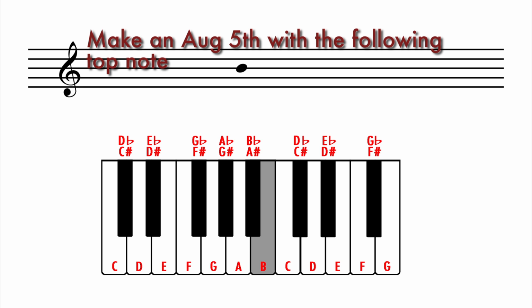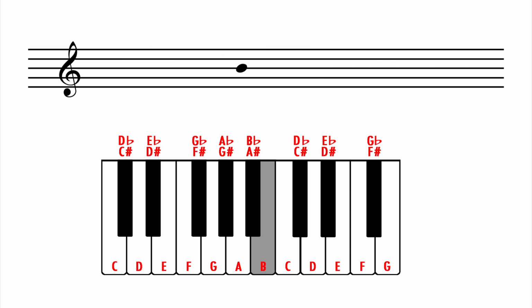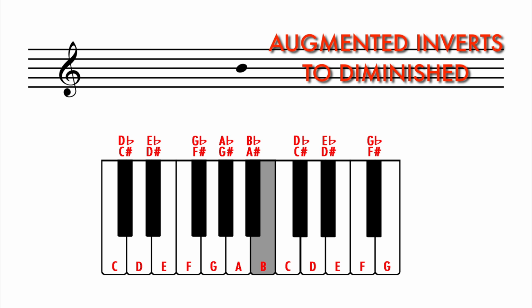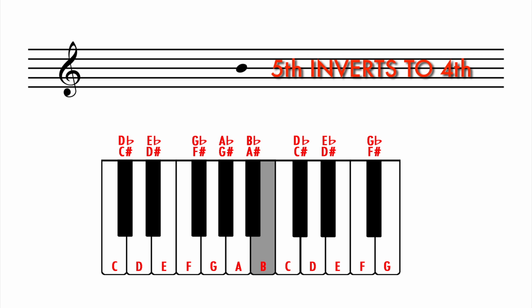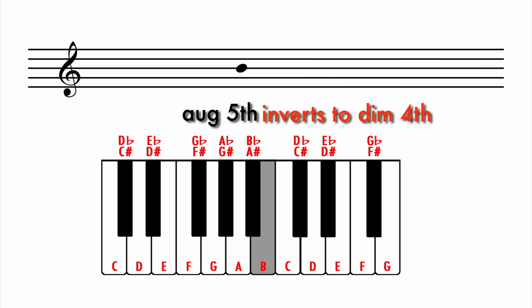This technique of determining inversions is very helpful when you are required to determine an interval when you are just given a top note. Let's say I give you the note B and I say that this is the top note of an augmented fifth interval. Now you need to determine what is the bottom note. Well, from our previous examples, we know that an augmented becomes a diminished and an interval of a fifth becomes a fourth. 9 minus 5 equals 4. So therefore, an augmented fifth, when inverted, becomes a diminished fourth.